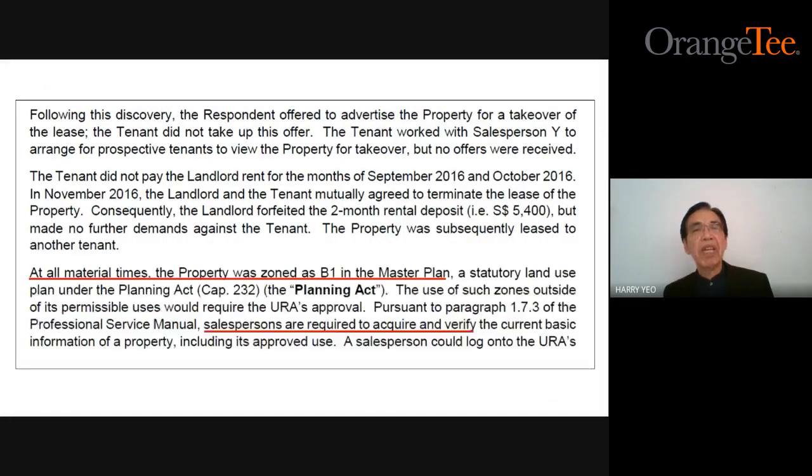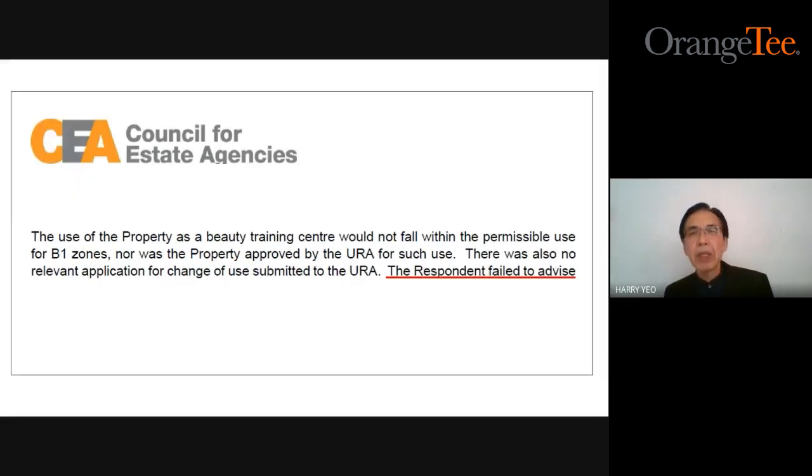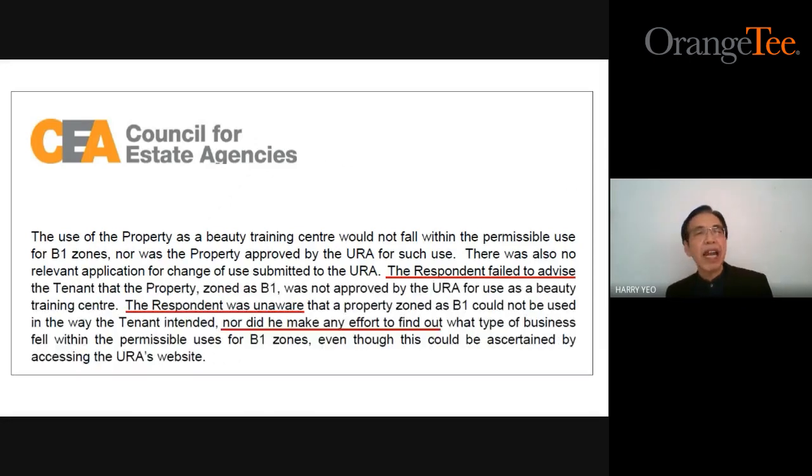After the complaint, it was discovered that at all material times, the property was zoned B1. You do not know? Don't you know that Midview City is B1 factory? If that's the case, then you must apply for change of use. So the agent failed to advise the client that B1 is not approved. And on further investigation, the agent also doesn't know, because these agents only do residential. Now, for the first time, he does commercial, and he goes and rents a factory for commercial use. The respondent was not aware. Hey, that means you are not competent.